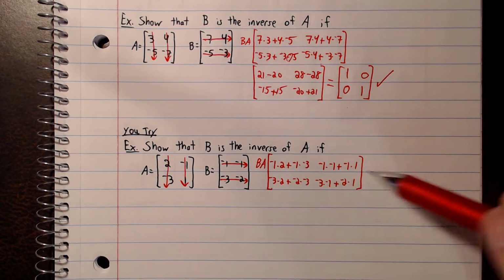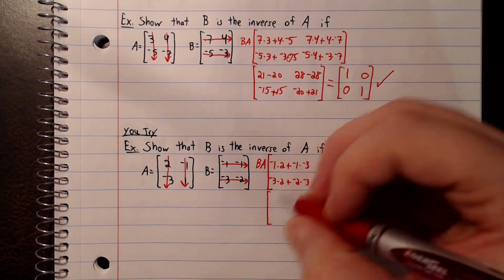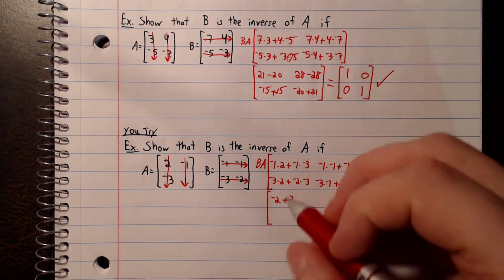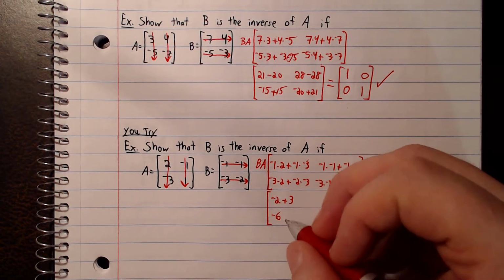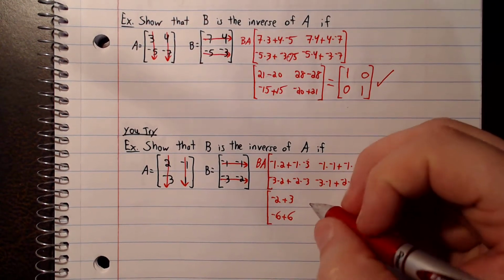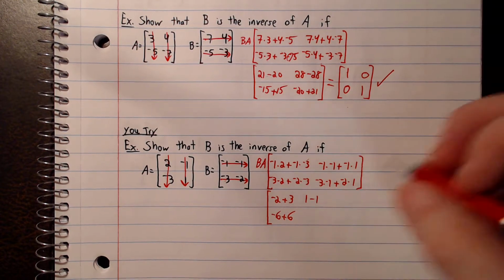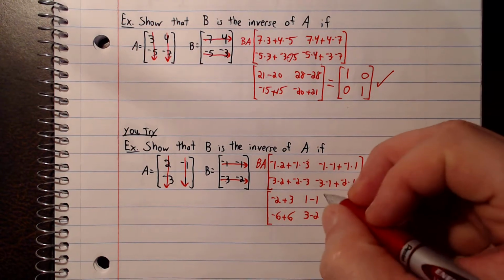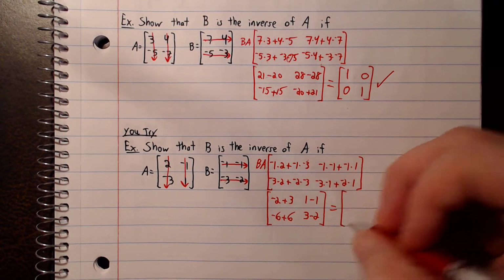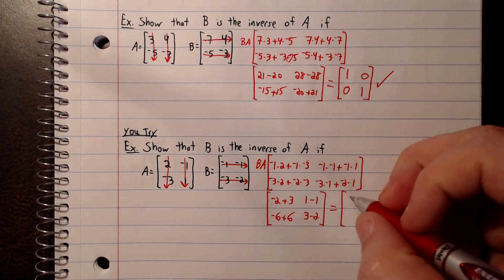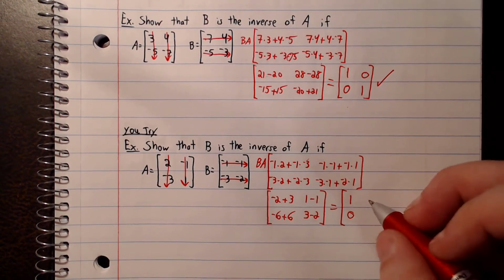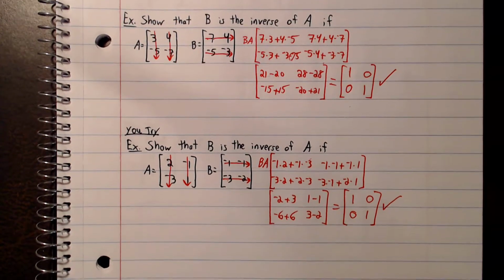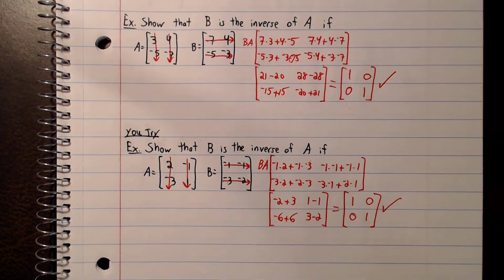Now we've got to simplify this a little bit. Negative 2 that becomes plus 3, right? Double negatives. This is negative 6. This is positive 6. This is positive 1 minus 1. And down here we've got positive 3 minus 2. And the last step, let's just simplify even further. That becomes 1. These cancel, and that becomes 1. Which is what we were hoping to see. So now we have shown that B is the inverse of A.